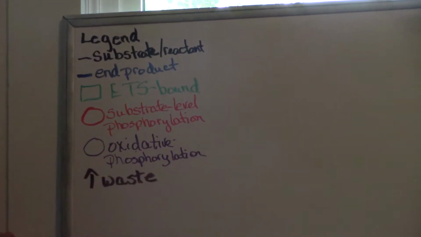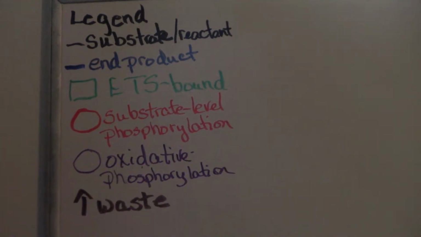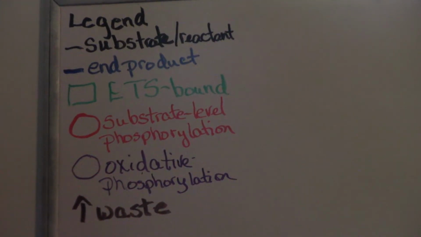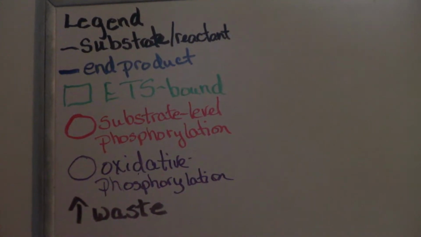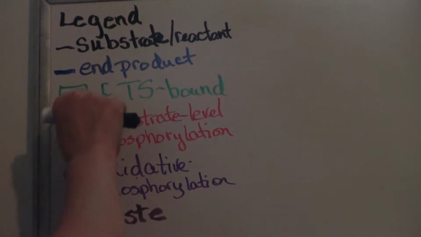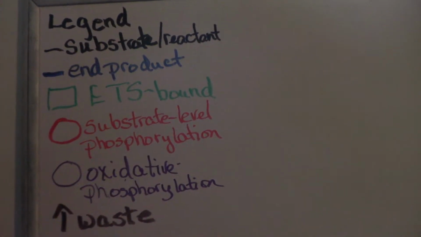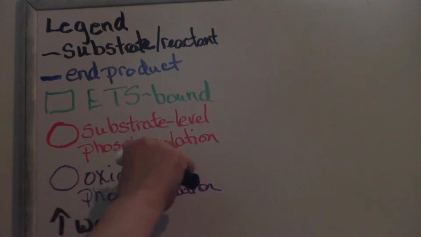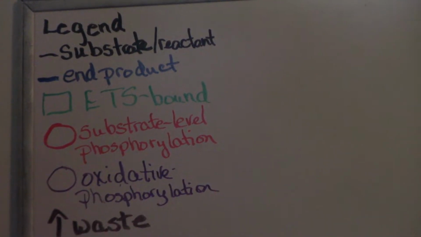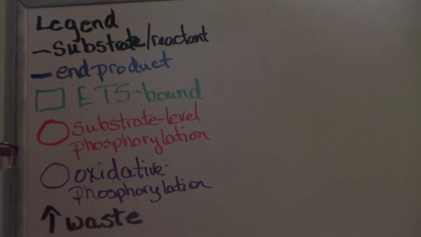So notice I have a legend. Anything in black will be a substrate or a reactant, something that goes into that stage. In blue will be the end products of that stage. With a green box around it, that will mean that that compound is ETS bound. With a red circle, that's substrate level phosphorylation. With a purple circle, that's oxidative phosphorylation.